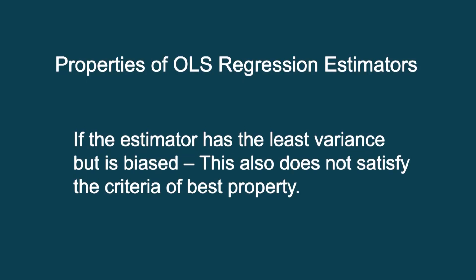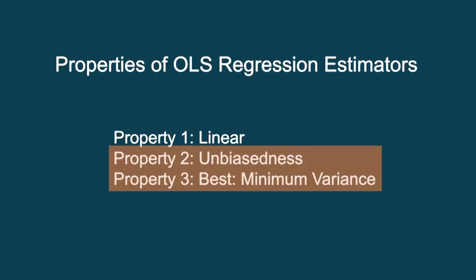If the estimator has the least variance but is biased, then also it does not satisfy the criteria. In some models, we will find that it has the property of minimum variance, but it is biased in its nature, as if the true population parameter is more or less sticking to the sample statistic. So this makes it violate the best property. For the best property, it should satisfy two properties together: one is unbiasedness, the other is minimum variance. And this comprises the small sample properties.